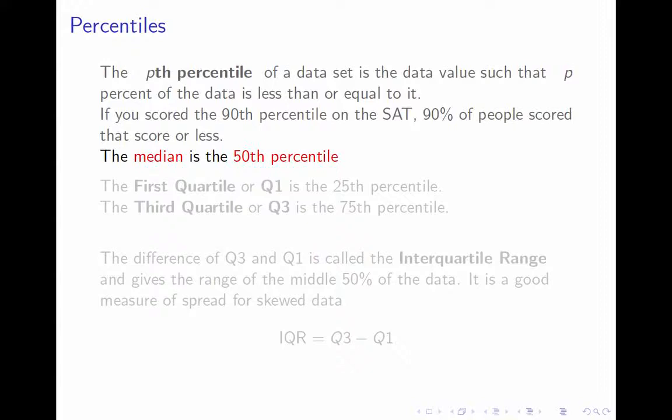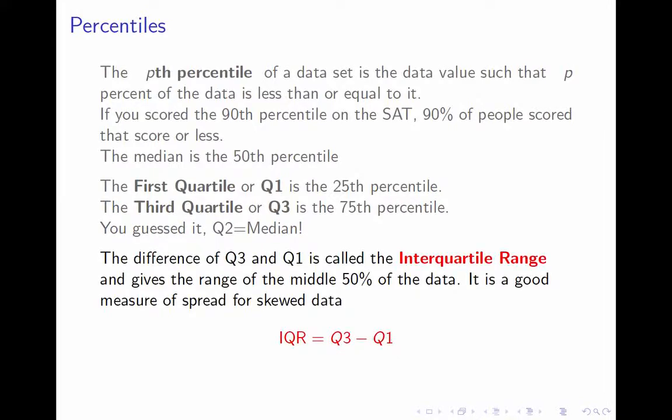Two other percentiles that are talked about frequently enough to get their own name are the first quartile, or Q1, which is the 25th percentile. Of course, it's called a quartile because a quarter of the data is less than it. The third quartile, or Q3, is the 75th percentile. And this begs the question, what's the second quartile? But of course you know that, right? The second quartile is just another way of talking about the median, because it would be the 50th percentile.